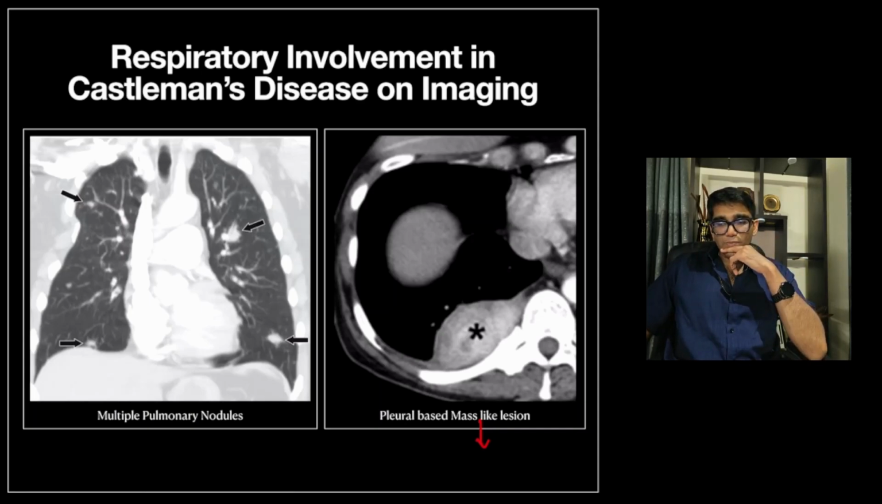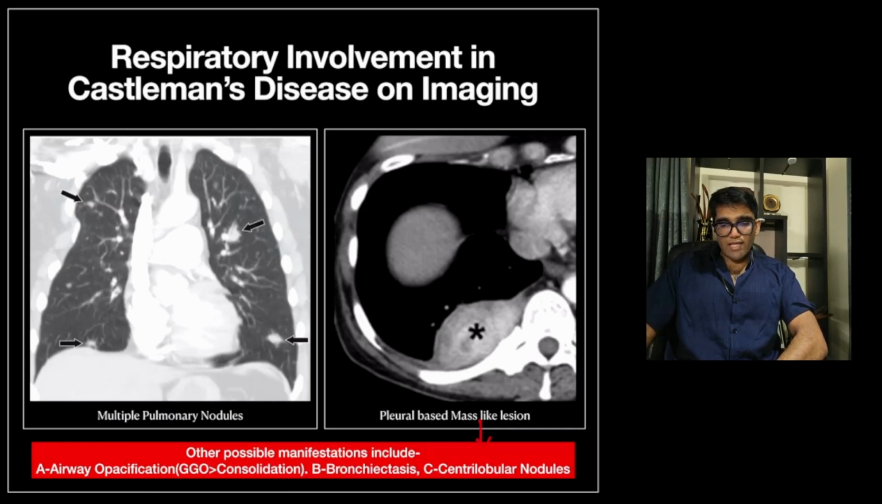There are subtle imaging findings that help you differentiate it, that we'll be getting into when we discuss the differentiation of Castleman's from IgG4 in the illness script of IgG4 related disease. There are three other patterns that you might get with Castleman's. You might get airway opacification, usually a ground glass opacity more than a consolidation. You might get bronchiectasis, and you might get central lobular nodules.